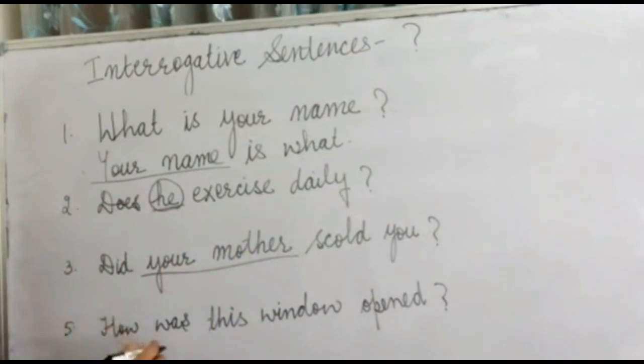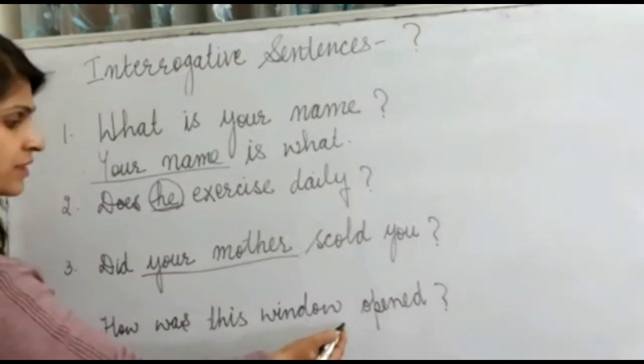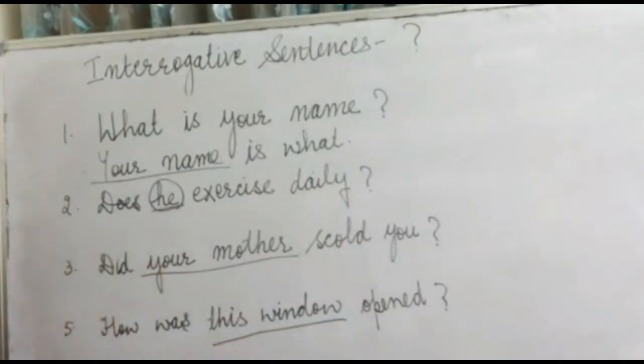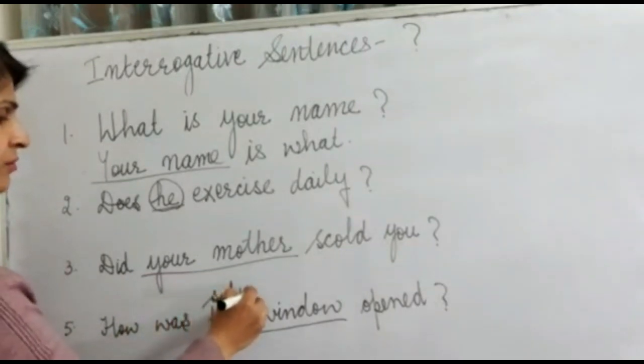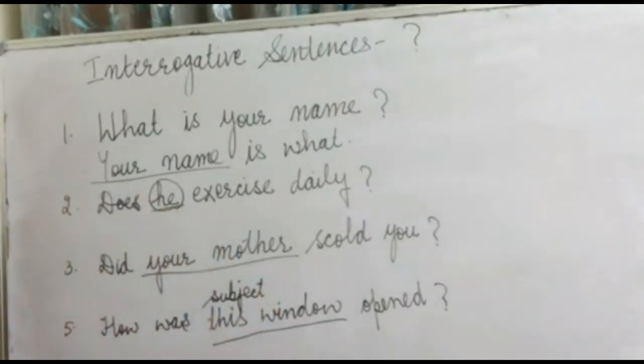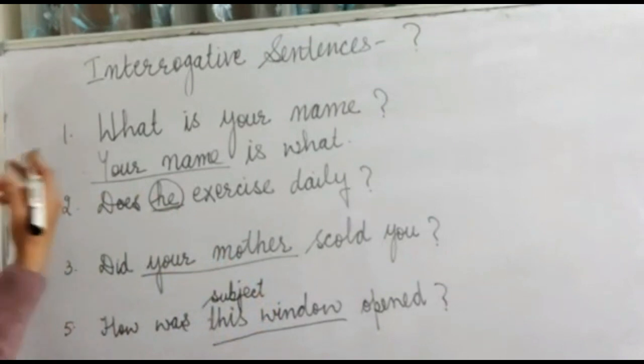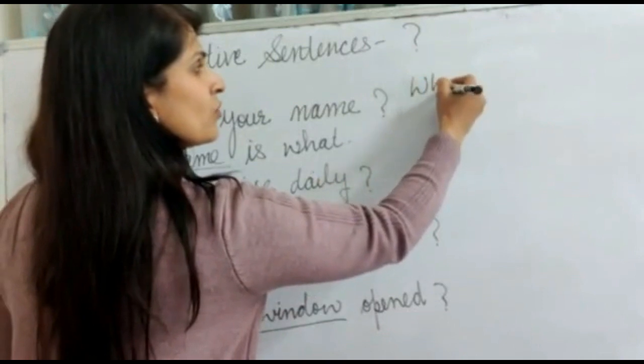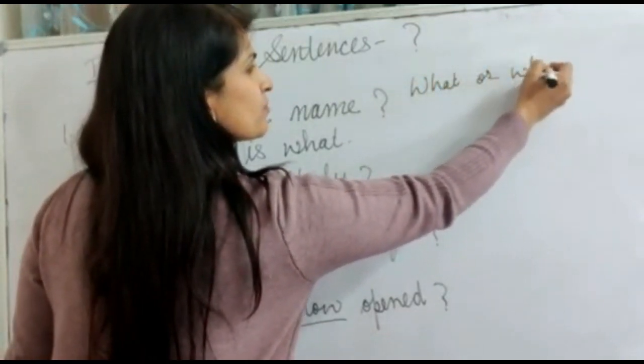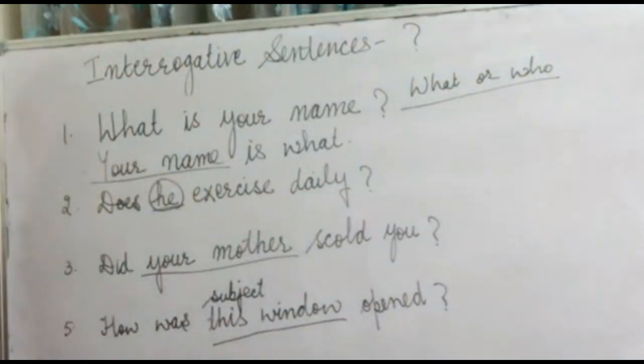Next sentence is, how was this window opened? Now, if we say, what was opened here? The subject here is this window. What was opened? This window was opened. We are talking here about this window. So, this window is the subject here. To find the subject, we know that we have to ask the question what or who.